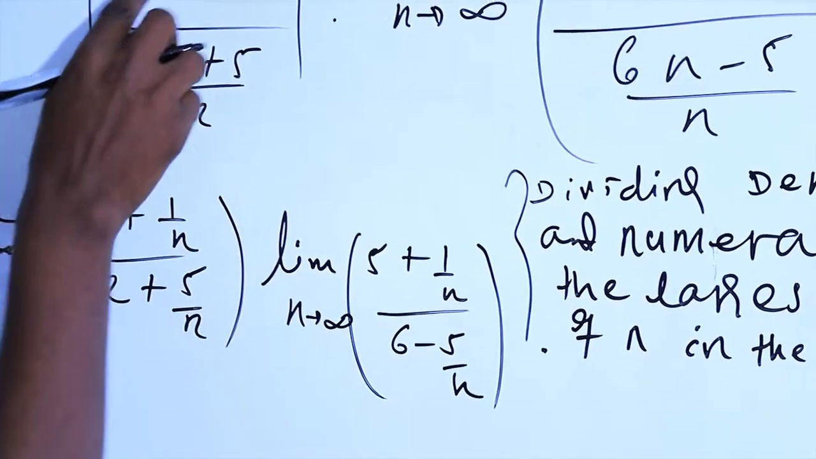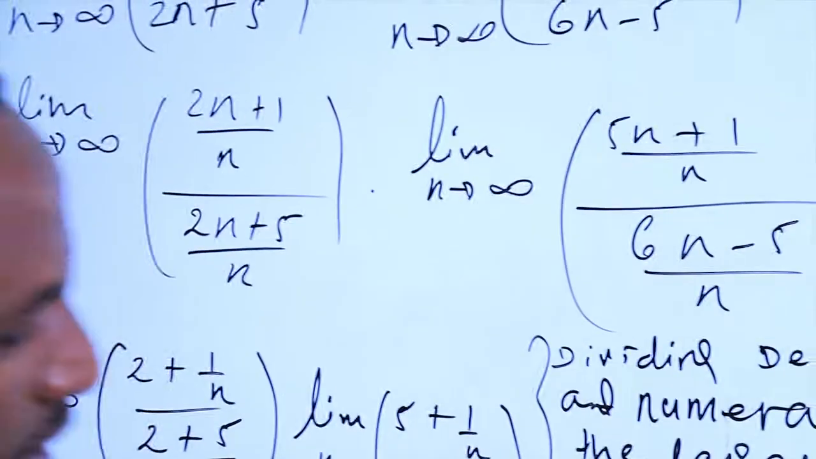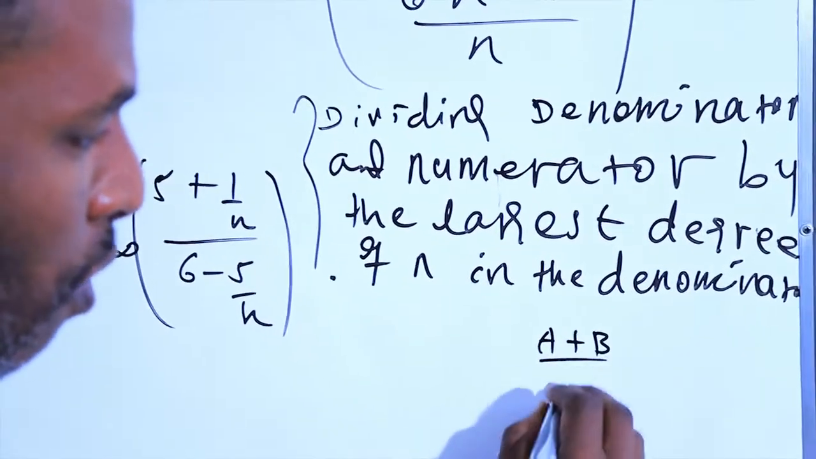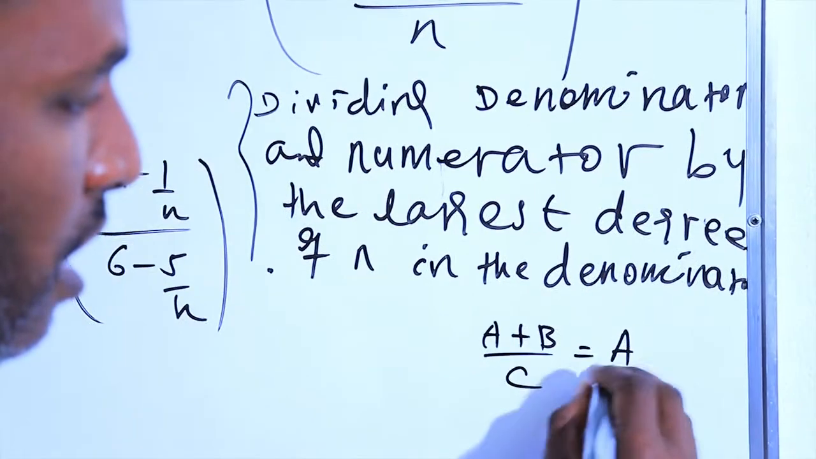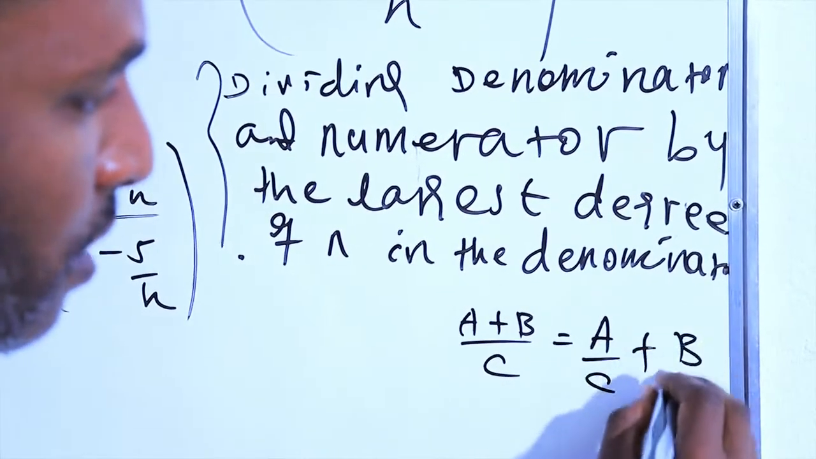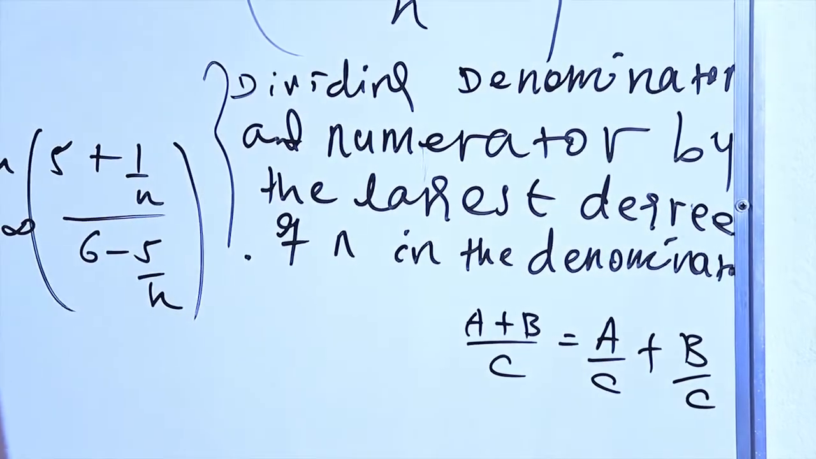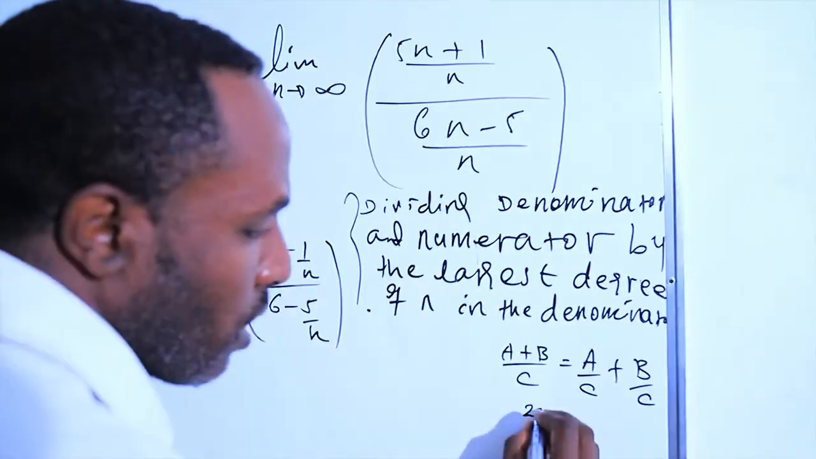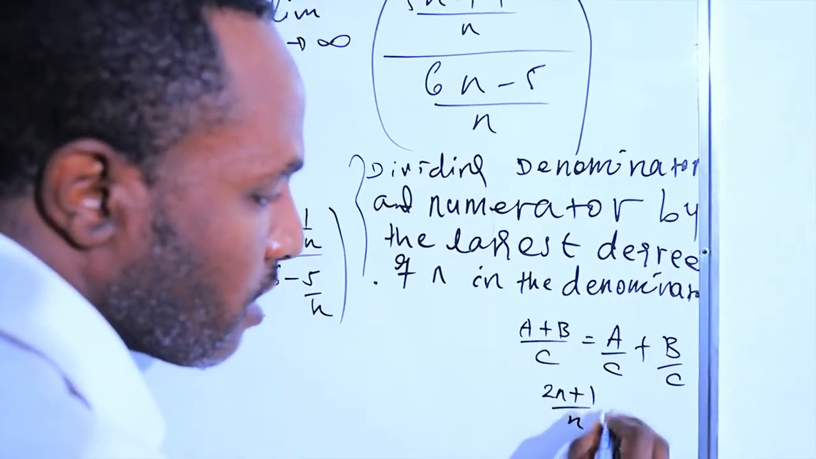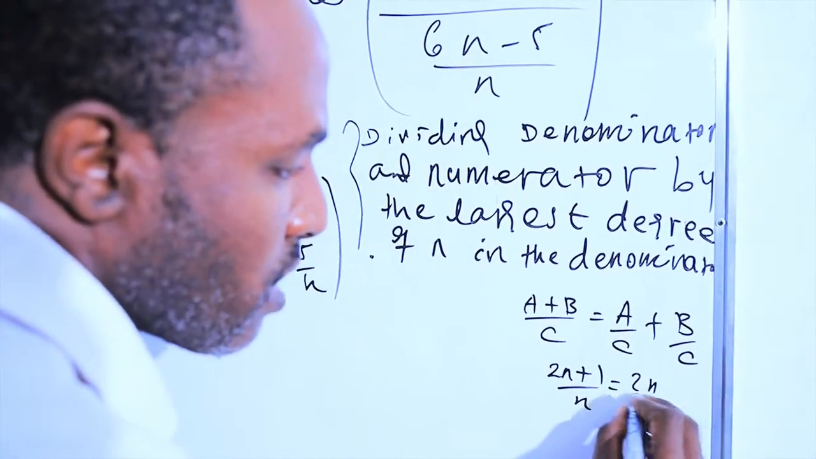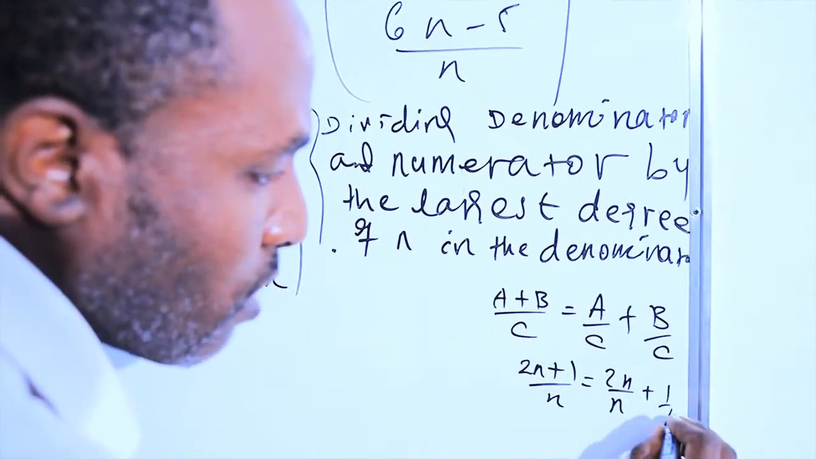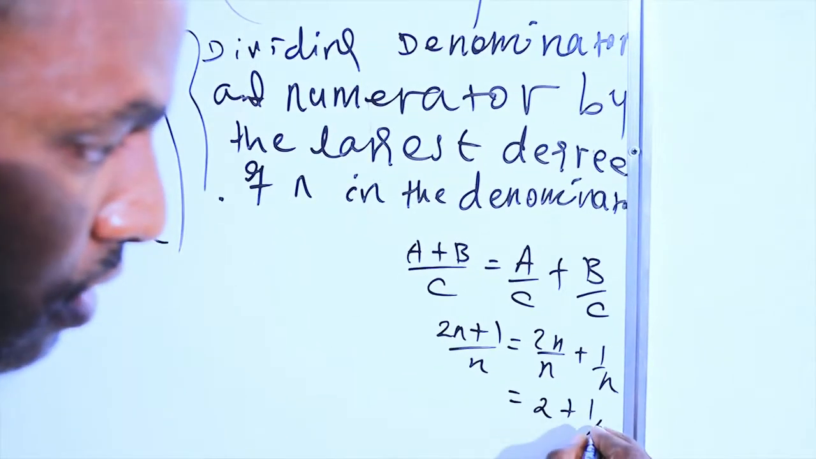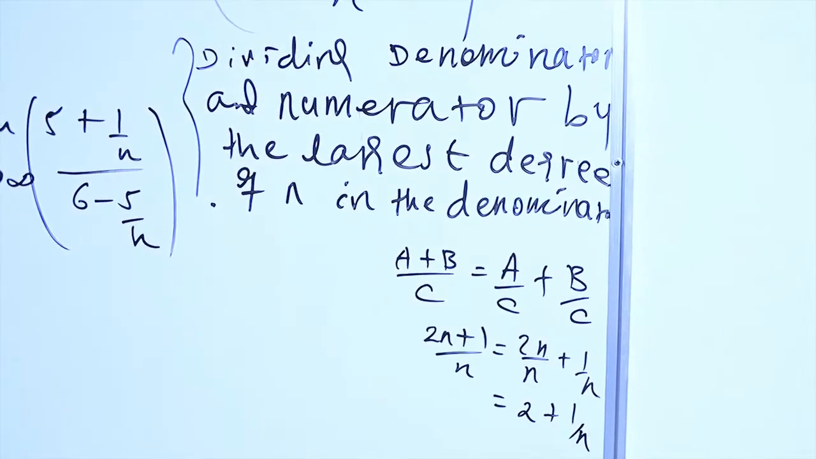Why does this happen? Here, 2n plus 1 over n means, say we have two numbers, a plus b over c means a over c plus b over c. Because here 2n plus 1 over n means 2n over n plus 1 over n, which equals 2 plus 1 over n.